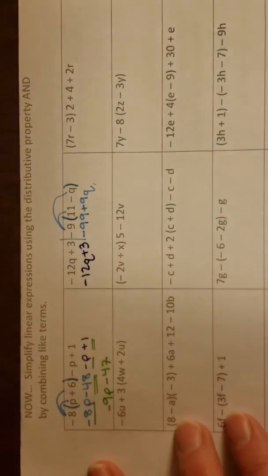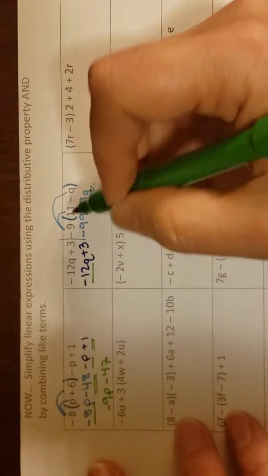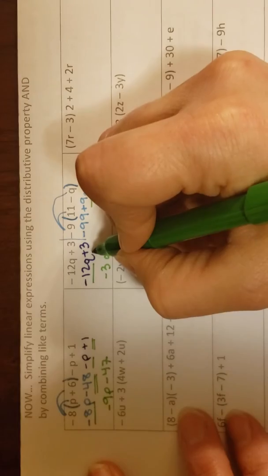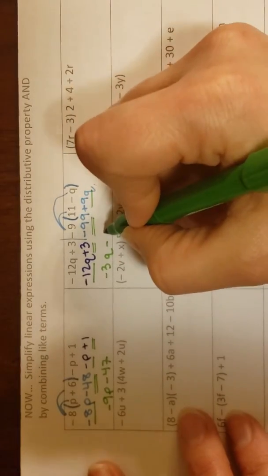Great. And now we can combine. Variables come first. So negative 12, add 9 back is negative 3q's. A positive 3 and a negative 99 comes out to be a negative 96.